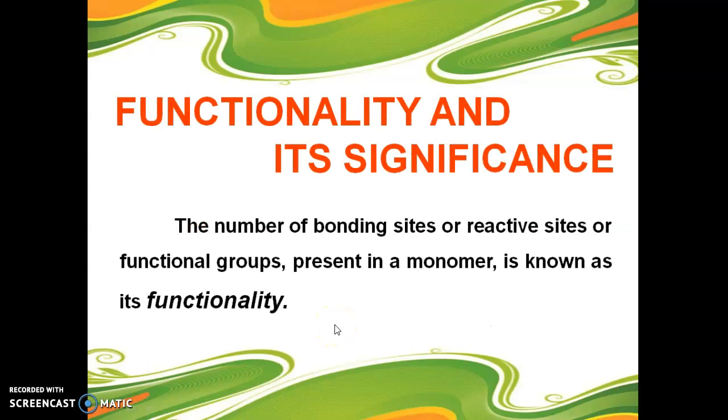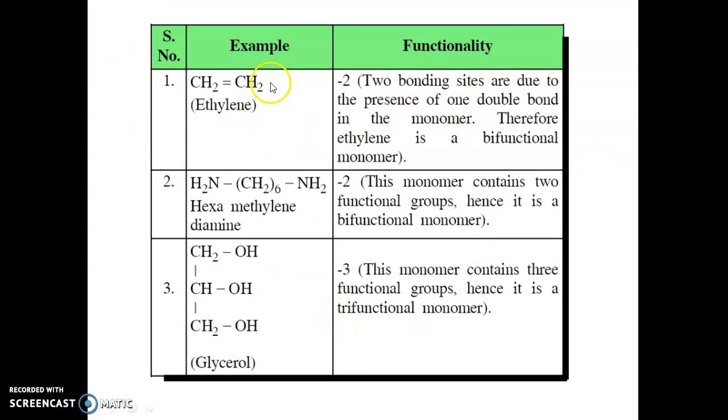The next topic is functionality and its significance. See here, what is the functionality? The number of bonding sites or reactive sites or functional groups present in a monomer is called a functionality. So here if you take an example of ethylene, here the functionality is 2. See how it is 2? There are 2 bonding sites due to the presence of one double bond in the monomer. Therefore, the functionality is 2. See here, one double bond is present in a monomer, so therefore the functionality is 2.